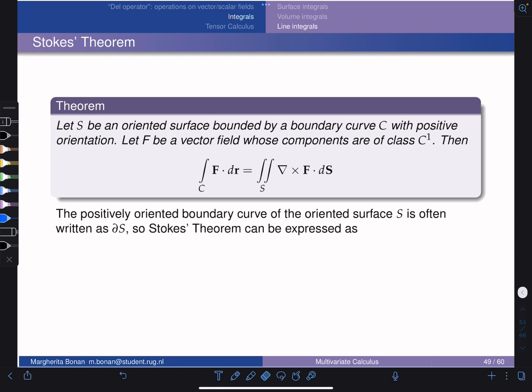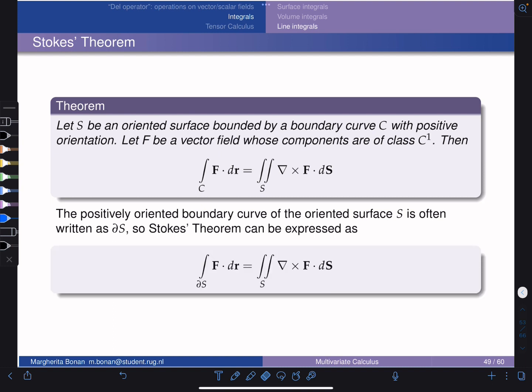We can write this by saying that the boundary curve C of S is written as partial of S, and the theorem will then be expressed in this way, but the only thing that's changed is that this C is now referred to as partial of S.